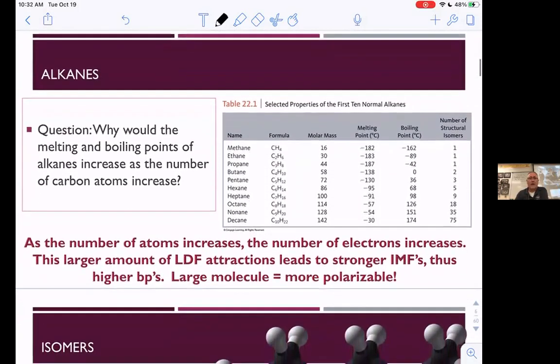So alkanes, why would the melting and boiling point increase as the number of carbons increase? The answer is polarizability. As you have a larger molecule that contains more carbon atoms, it's going to have more electrons present and a greater polarizability. It will be more polarizable if it is a larger molecule.